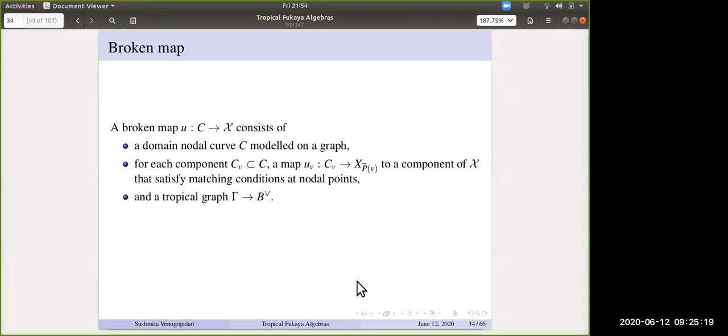Okay, finally I come to the definition of a broken map. A broken map consists of a domain nodal curve C, which is modeled on a graph. And on each component, there's a pseudo-holomorphic map into one of the components of the broken manifold. These maps satisfy certain matching conditions at nodal points, which I'll describe very soon. Additionally, a broken map also has the information of a tropical graph. We saw roughly what a tropical graph looks like in the one-dimensional case.